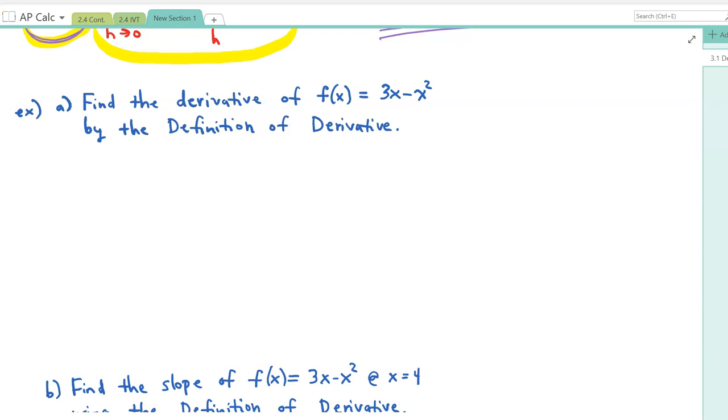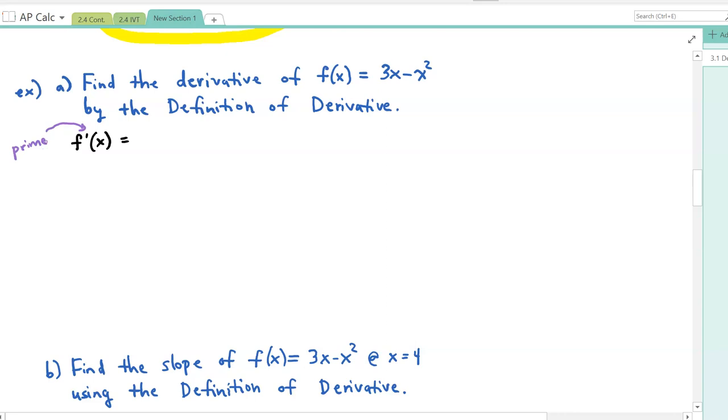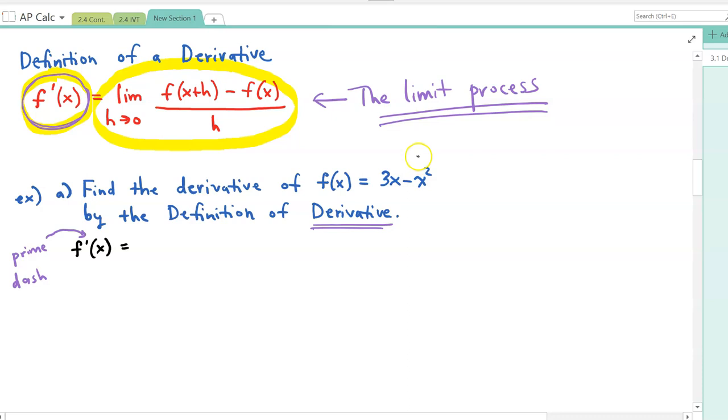Let's appreciate how math came about, how calculus came about. So f prime of x, this little apostrophe, we call that prime. Some professors call it dash, f dash x, but that denotes derivative. So the f prime means derivative. So you have f prime of x equals, and we're going to be applying that formula, right? f of x plus h minus f of x. We already know what f of x is. This is f of x.